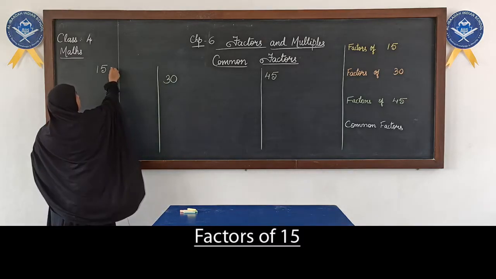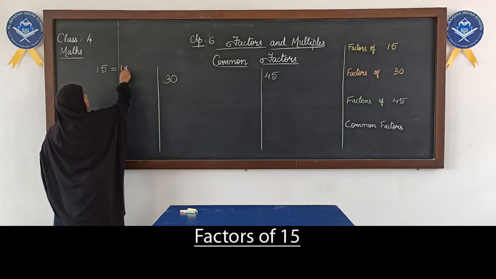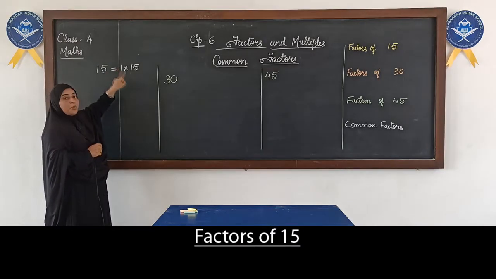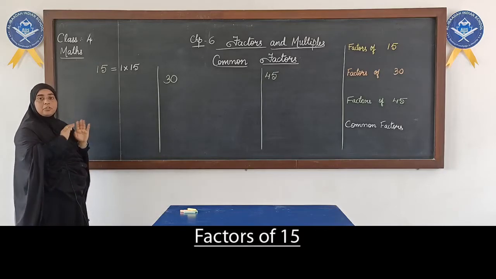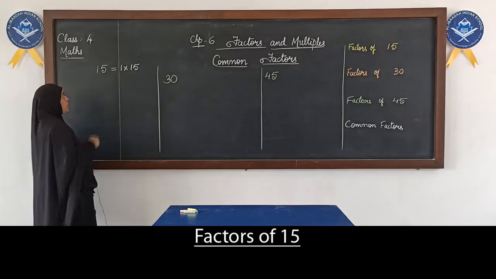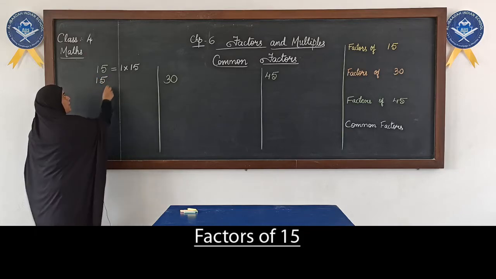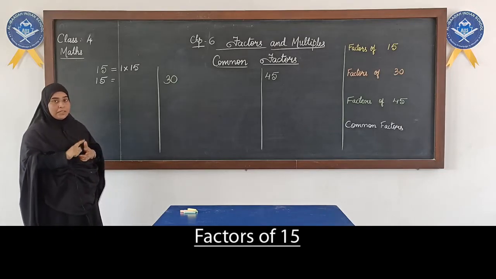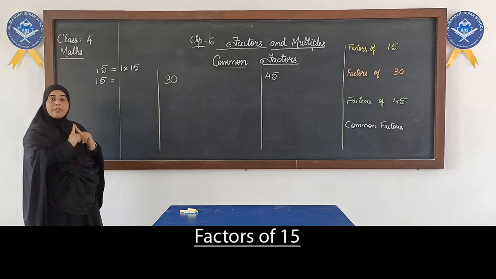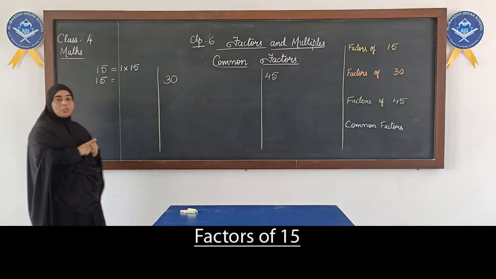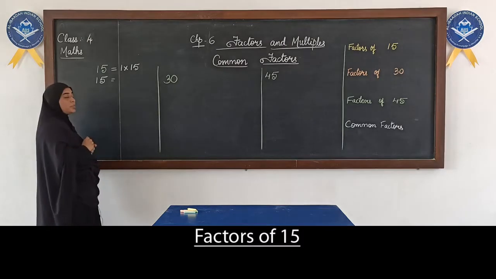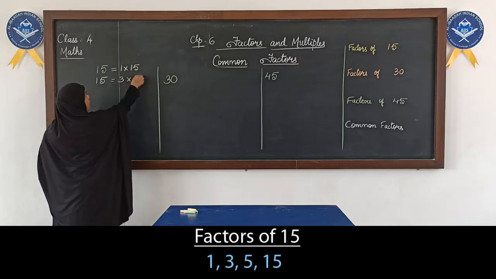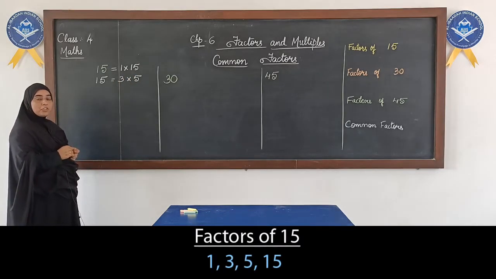Now 15 will start from 1. 1 into 15. 1 and 15 are the factors of 15. 1 and 15 both will divide 15 with no remainder. Then next, is 15 divisible by 2? No. 2 will not divide 15. 2 into 7 is 14 and 2 into 8 is 16. We don't find 15 in the table of 2. So 2 is not a factor of 15. What about 3? Yes, we find 15 in the table of 3. 3 into 5. So 3 and 5 are the factors of 15.